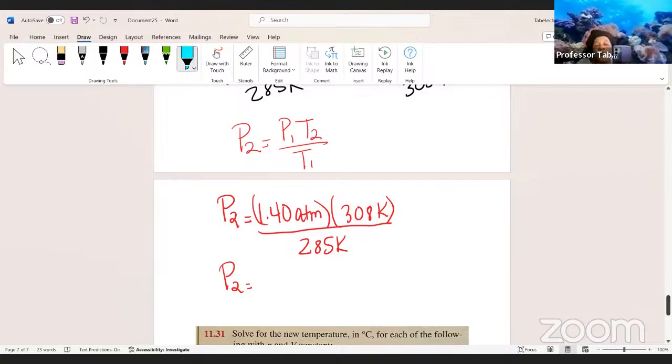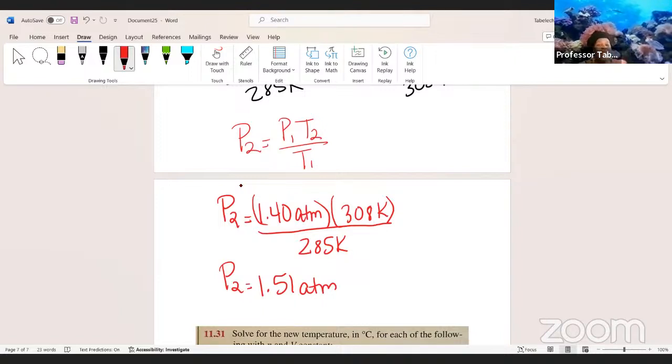You've got 1.40 times 308 divided by 285. And we get 1.51. Told you, okay? 1.51 ATMs, okay? And that's how you do it.